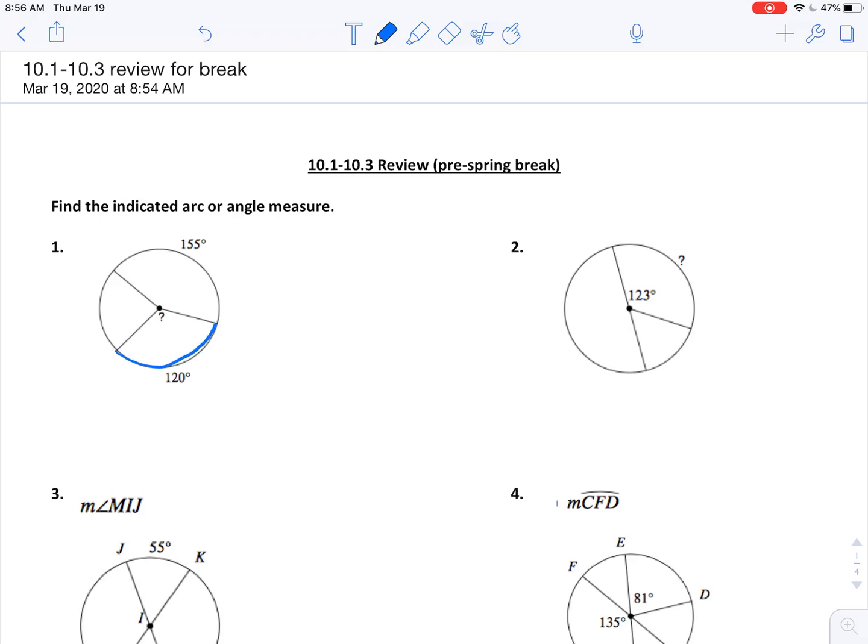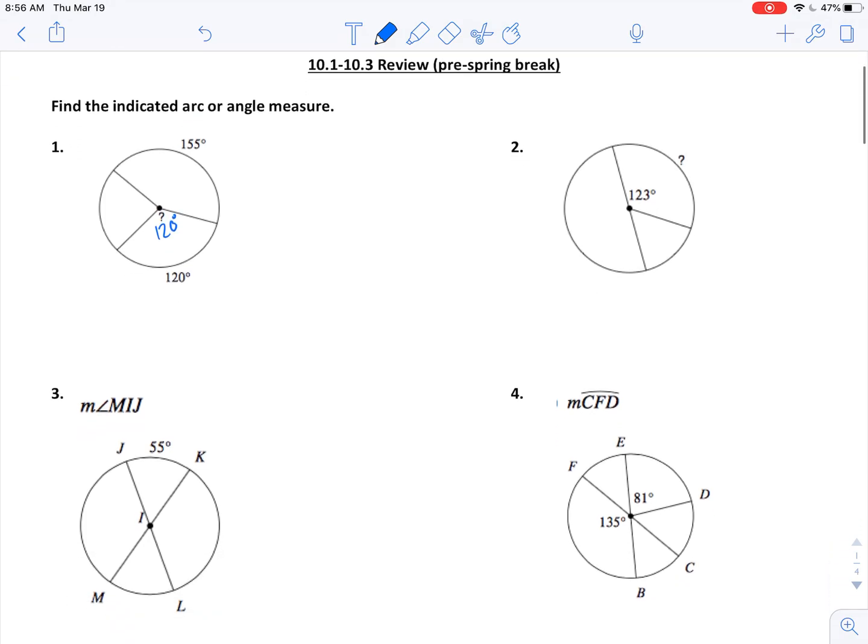So what's nice is they gave me here the arc measure. They're just asking me for the central angle. And I know these have got to be the same if it's a central angle. So this is just going to be 120. Same thing here, 123, arc 123.